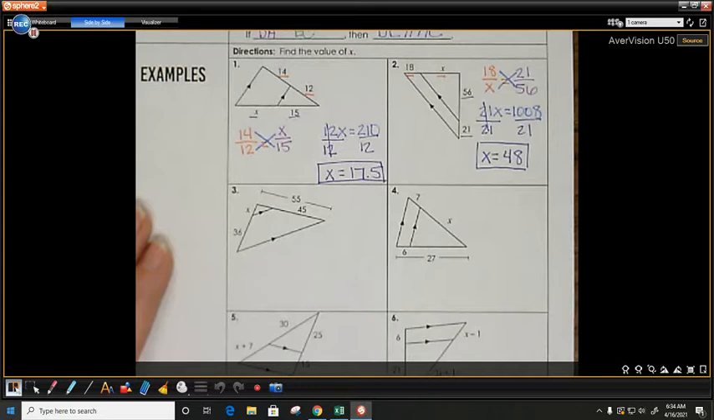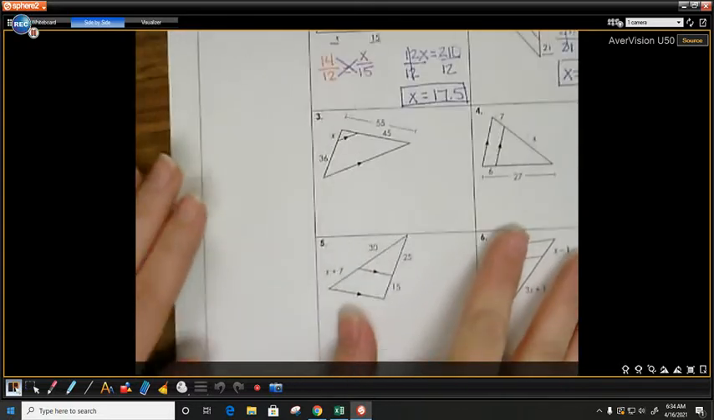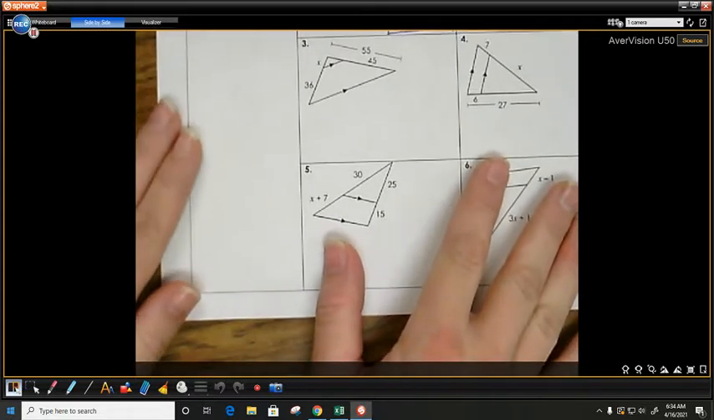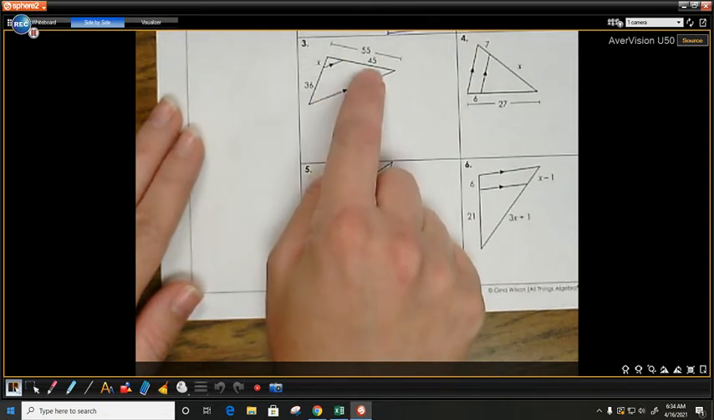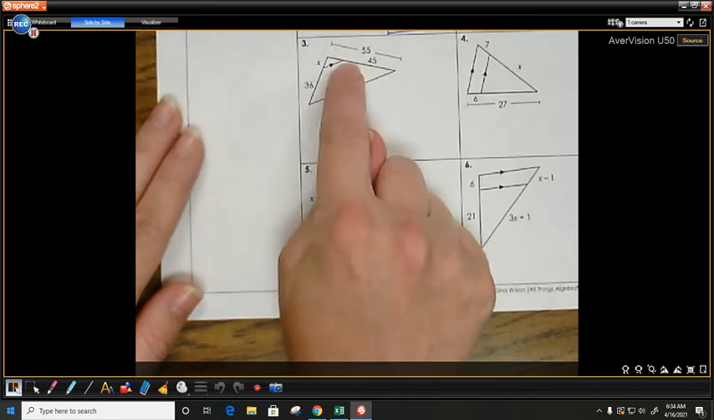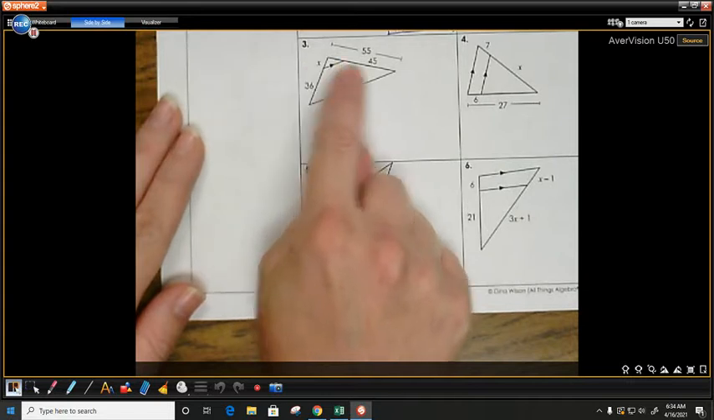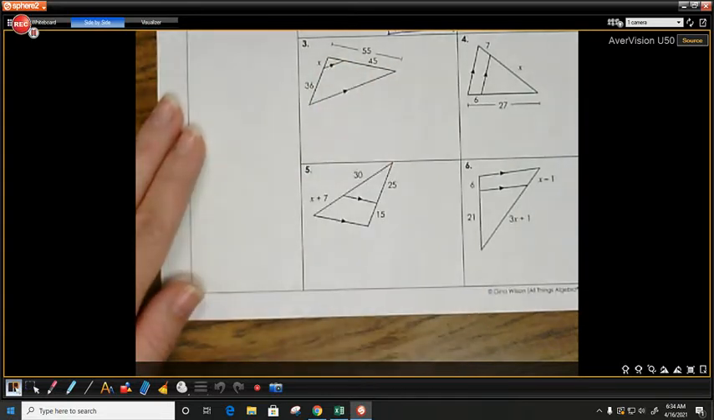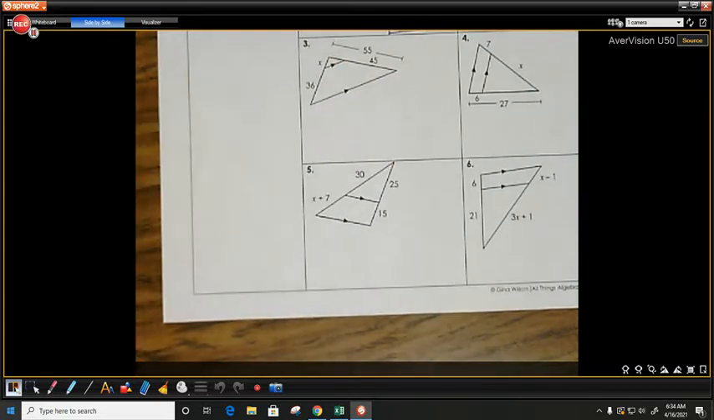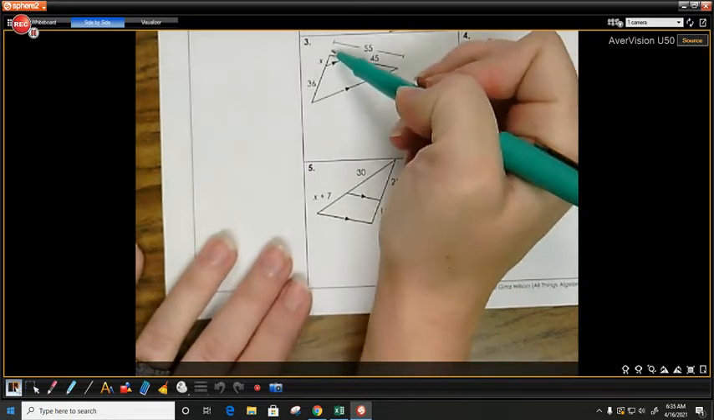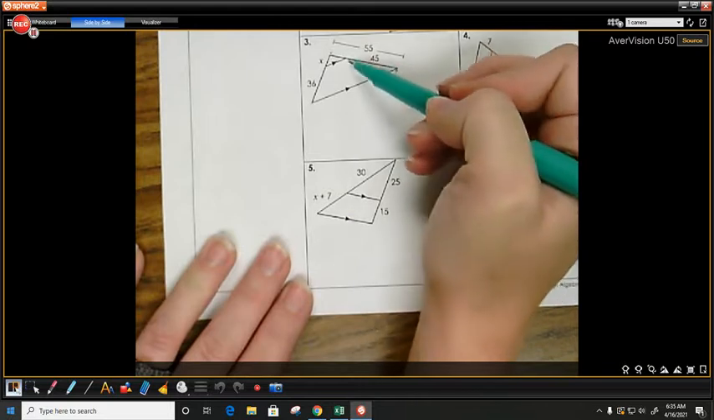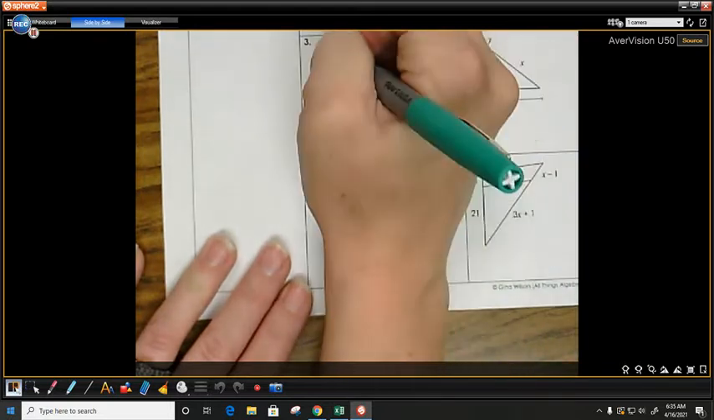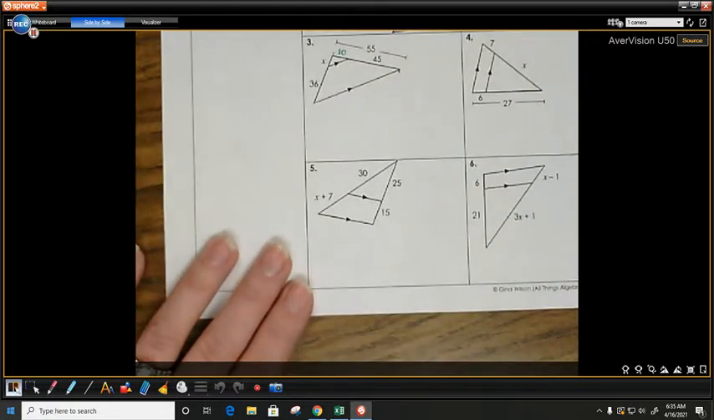Okay. So now on this next one we have to be kind of careful because it's no longer giving me each piece of the side that's being divided by one of the parallel lines, but it's giving me the whole side length and then one of the other side lengths. So I have to first find the value of just this piece. So if the whole line is 55 and this piece is 44, this has to be 10.